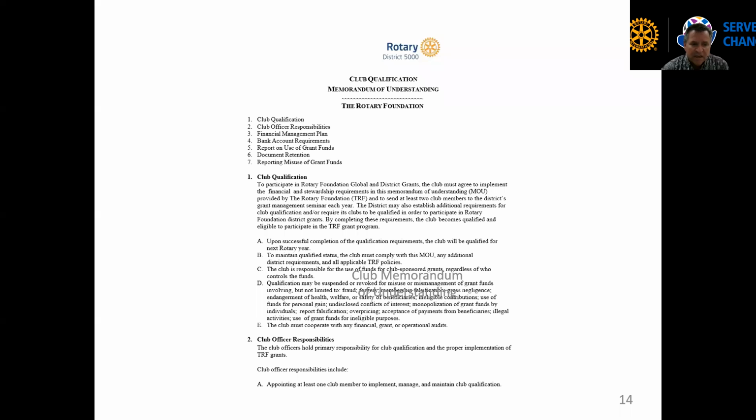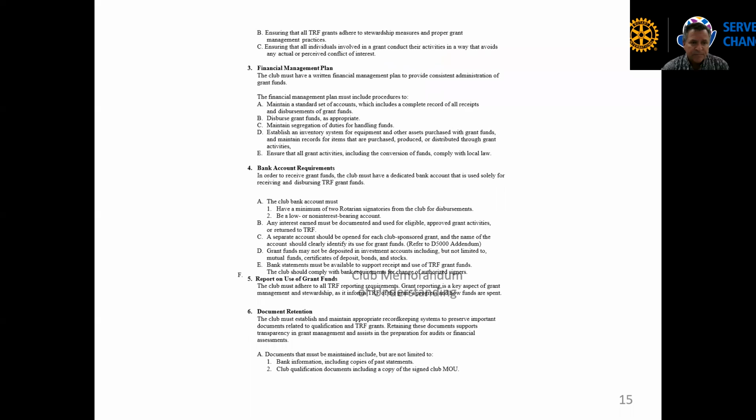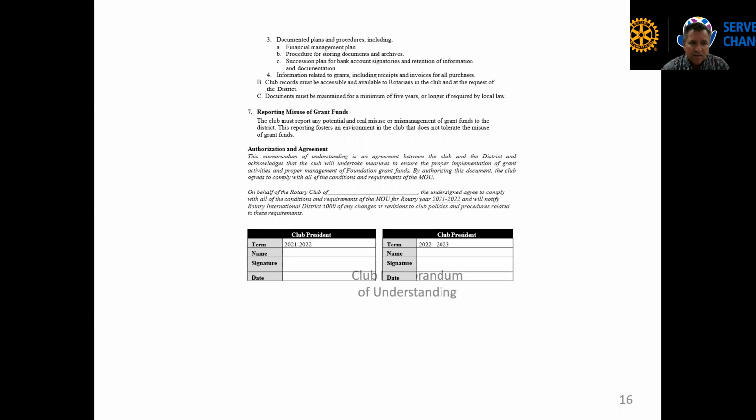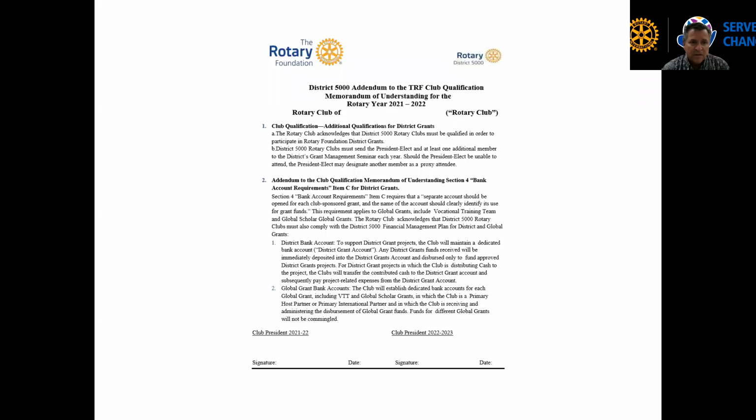I'd suggest reading it, but it's pretty basic stuff. Next slide. Next slide, please. And then again, put your club name, and the same 2 people would sign this form. Next slide, please. This is the addendum, just a little more detail that the district has opted to include.